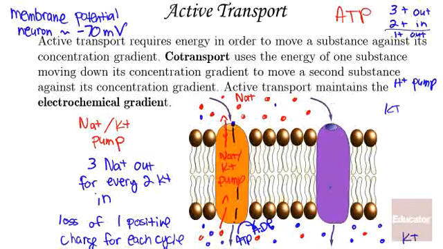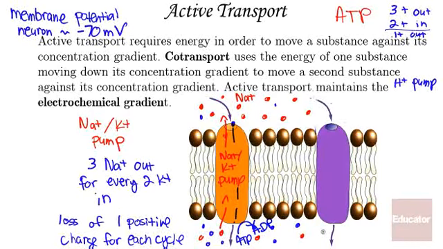So let's look over here on the right at this purple protein that's going to be the cotransport protein. Cotransport also uses energy, but it uses it in a slightly different way. Cotransport uses the energy of a substance moving down its concentration gradient to move another substance that's moving against its concentration gradient. So what it does is it harnesses the energy from one substance that's going the direction that it wants to go, and it uses that to push a substance going against its concentration gradient.